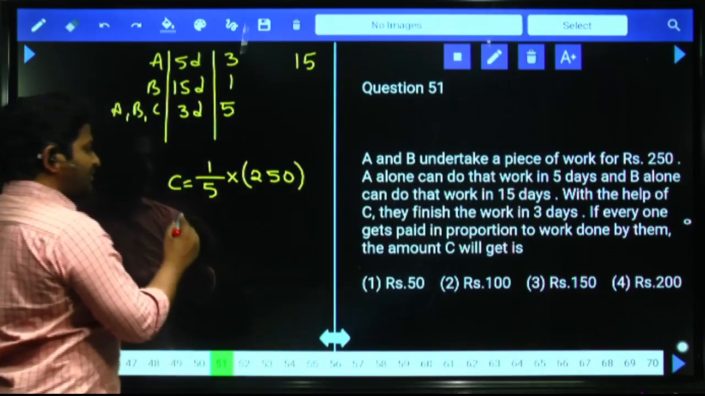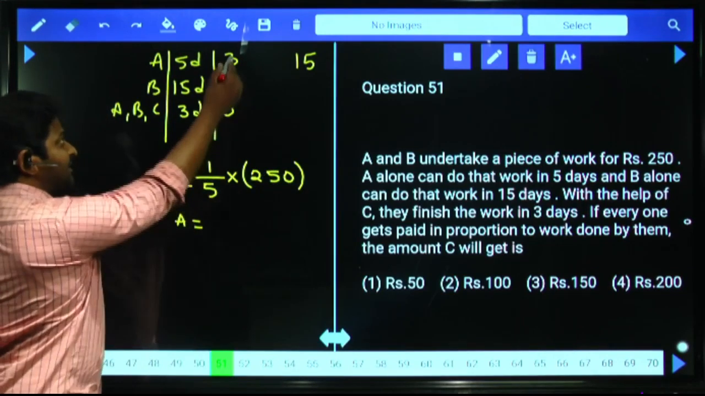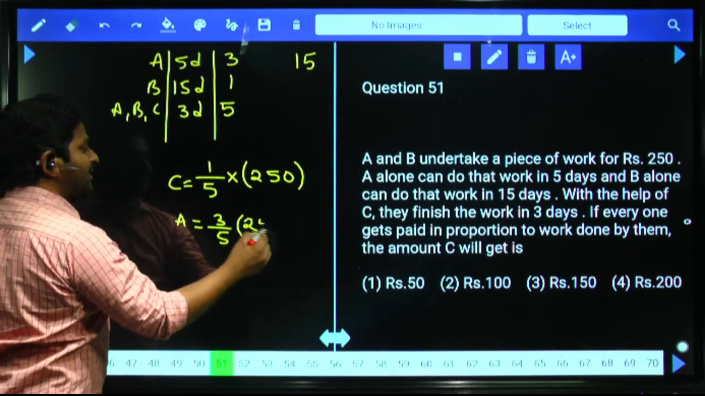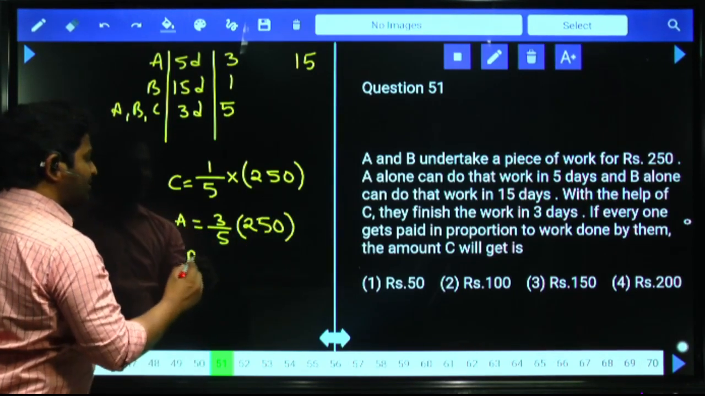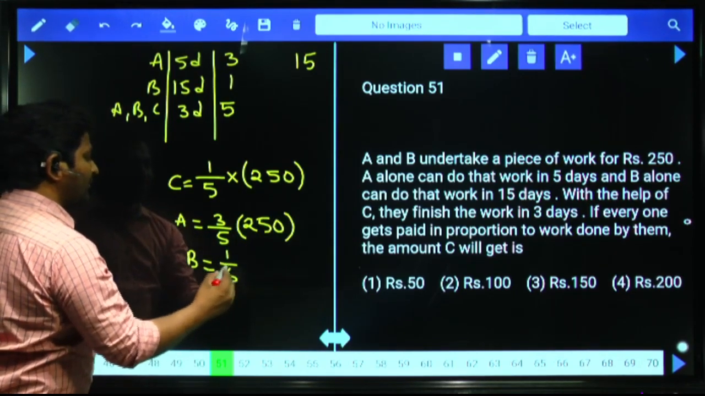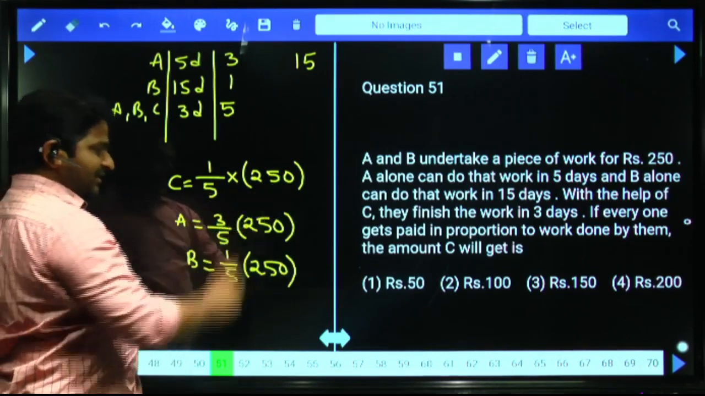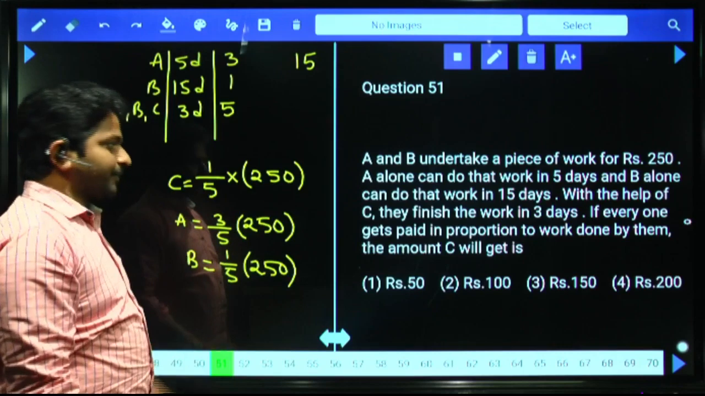Ide question lo A share edinatlaithe ganaka A is getting 3 units out of 5 units, amount is 250. And B efficiency is 1 unit out of 5 units, amount 250. So this is the one. So final answer is 50 rupees, first option.